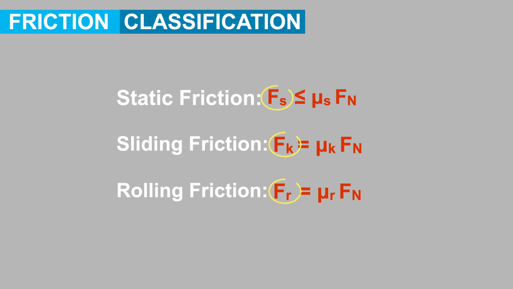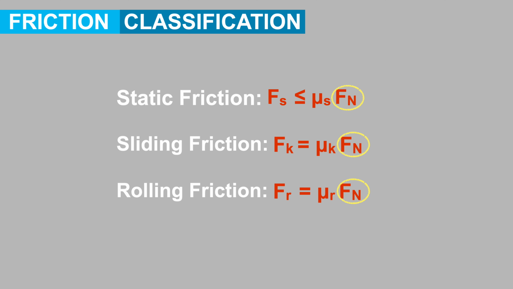The subscript letter after the letter F represents the type of friction, such as static, kinetic, and rolling friction. The subscript letter after the Greek letter mu, which looks like a U, represents the coefficient of the type of friction. The coefficient is not a force, but rather it is used as a value to find the force of friction. And finally, the subscript N after the letter F represents normal force. So now let's define each classification.